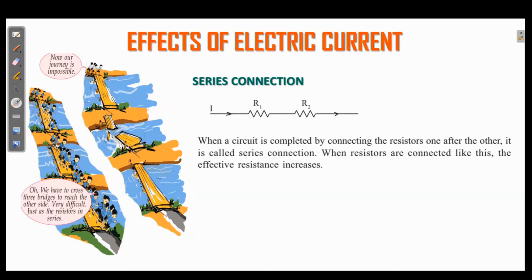If one of the bridges is broken, the students couldn't move from one side to another. That means the whole traveling road is broken. The same can happen for the current also. If in a circuit one of the resistances is broken, we couldn't get the current, right? So in a series connection, there is only one way to travel from one side to another.